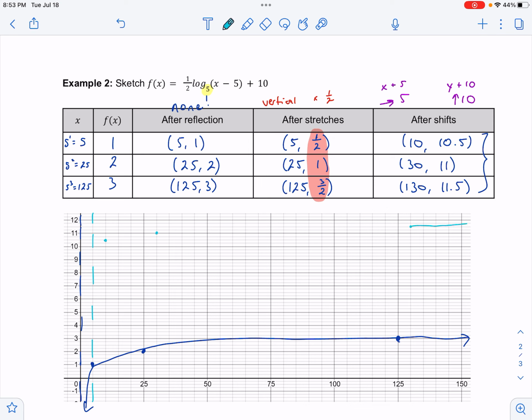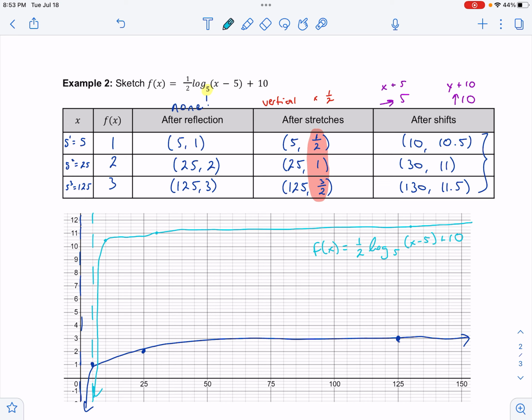Let's go ahead and try and add, that's going down too quickly. Try and make this look like a logarithmic function to the best of our ability. This is our transformed function. F of x is 1 over 2 log base 5, x minus 5 plus 10.